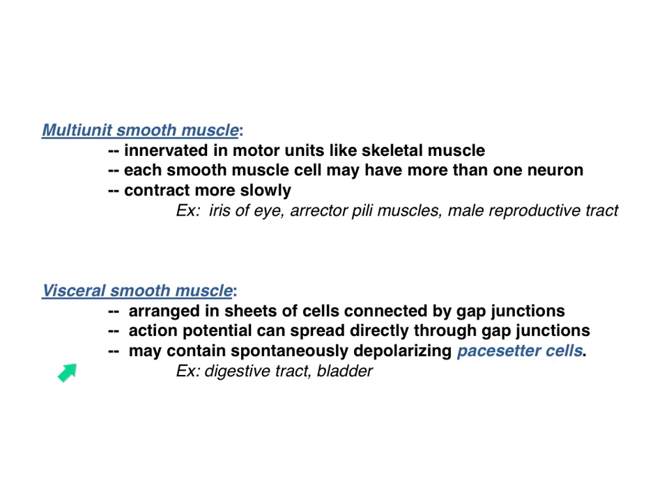Visceral smooth muscle is smooth muscle that's arranged in sheets of cells connected together by gap junctions. Gap junctions allow for an action potential to spread directly through the entire sheet of smooth muscle cells, and sometimes the smooth muscle sheet contains pacesetter cells or pacemaker cells that may spontaneously depolarize.